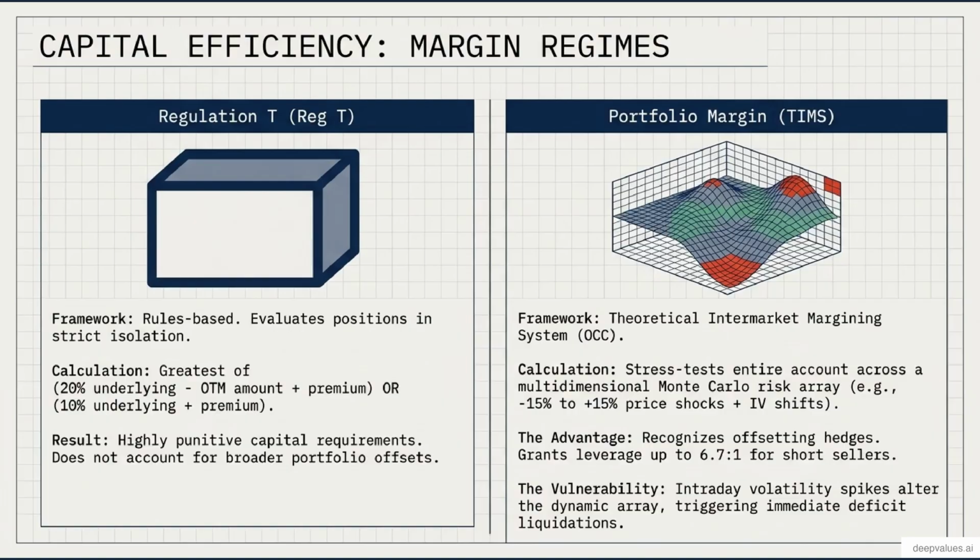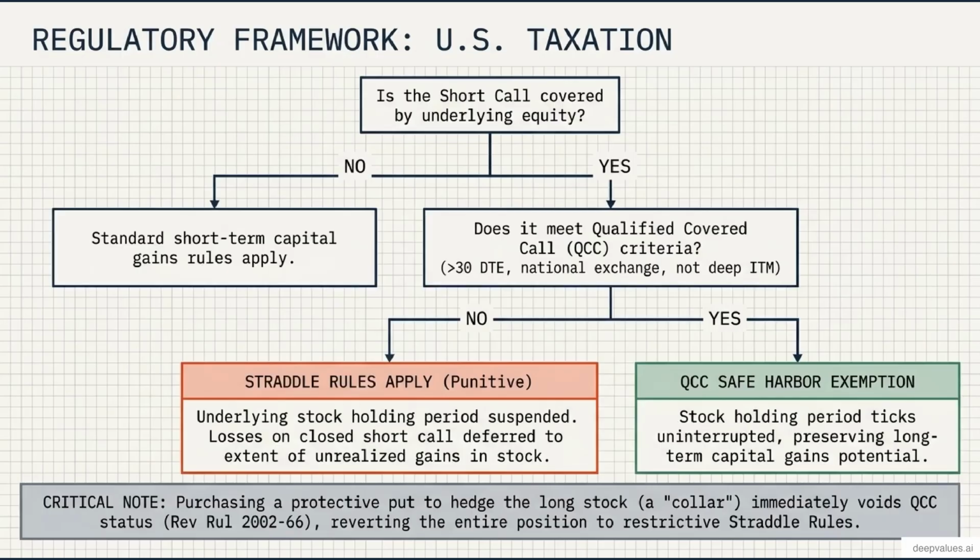Which leaves us with a critical structural question to ponder. We've established that zero DTE options now account for the vast majority of index volume. Retail and institutional traders alike are utilizing these daily contracts to speculate on volatility rather than invest in companies. Right. If the sheer volume of this derivative trading is what dictates the intraday movement of the underlying market, what happens to the broader economy?